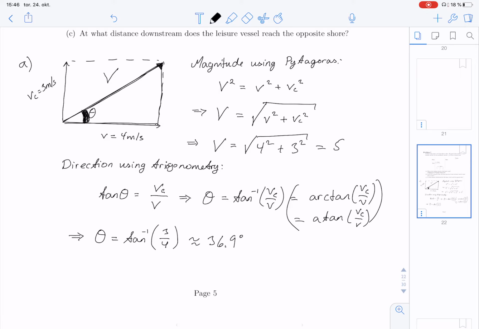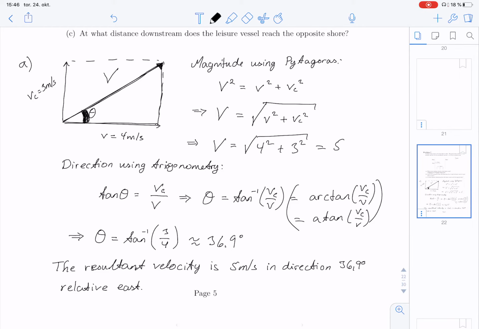36.9 degrees. So the resultant velocity is 5 meters per second in direction 36.9 degrees relative east. And I put my answer in text since it is asked in text.